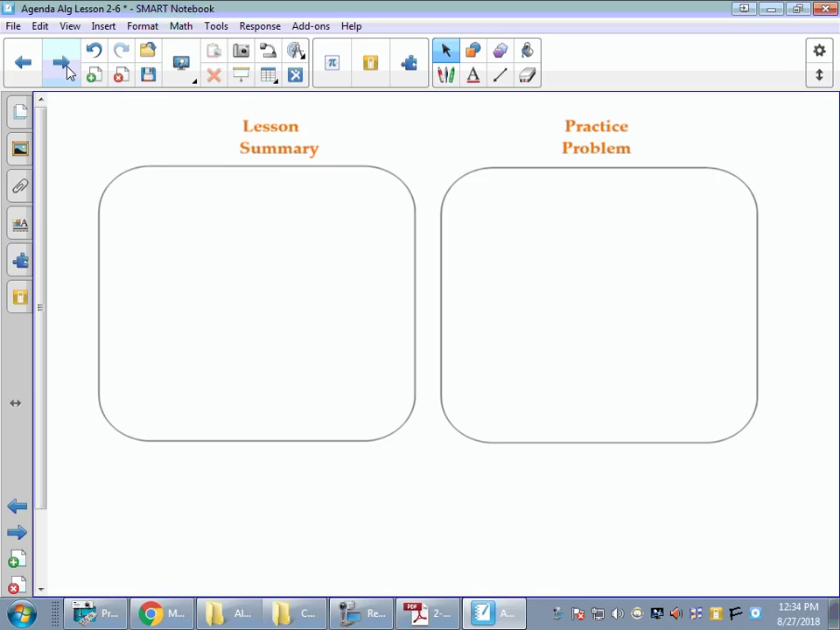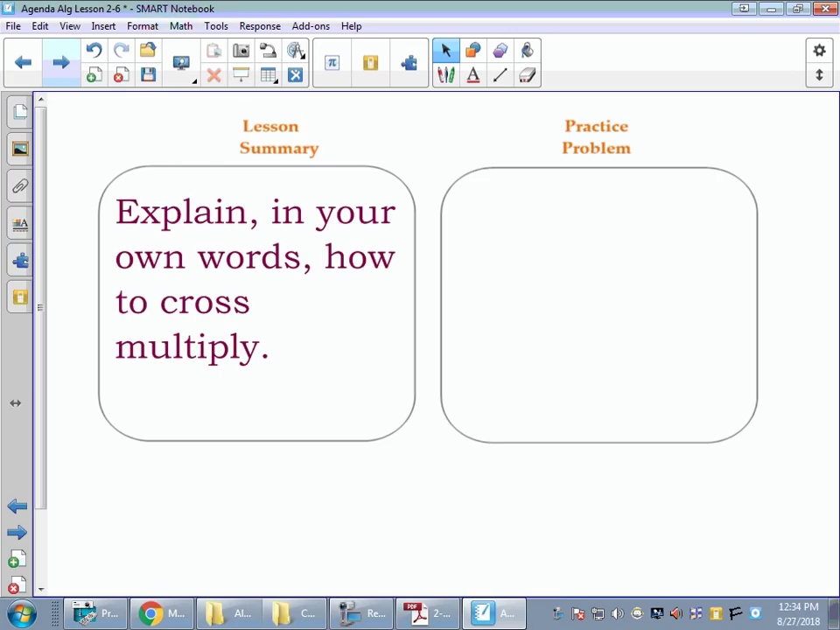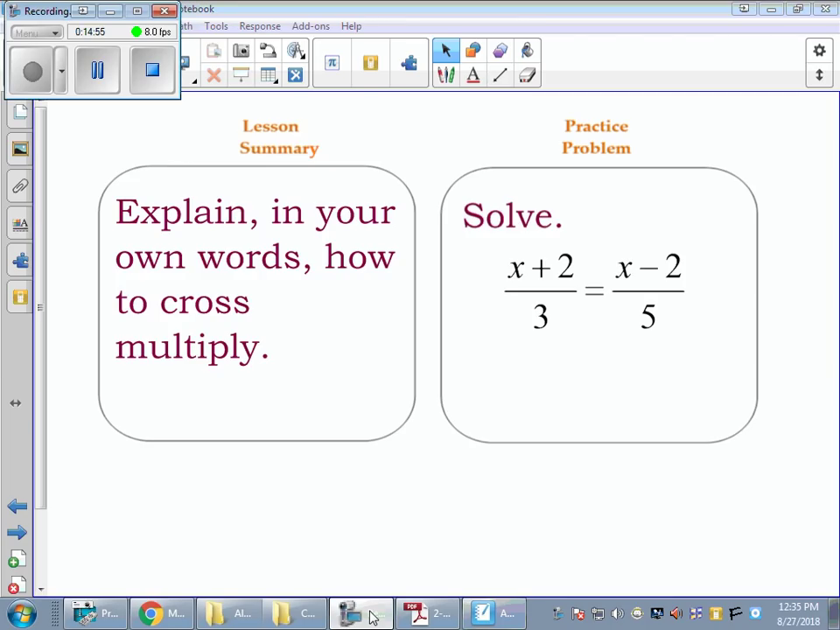Okay. Next is the lesson summary. I just want you to explain in your own words how to cross multiply. So don't just copy verbatim. If you were to tell someone on the street, and this happens all the time, someone comes running up to you, hey, how do I cross multiply? How would you explain it to them in your own words? And then we have a simple cross multiply problem, solving a proportion, on the next one. Okay? So hope you enjoy that one.